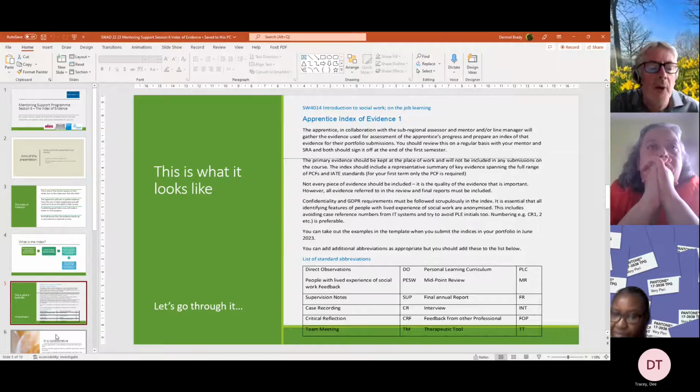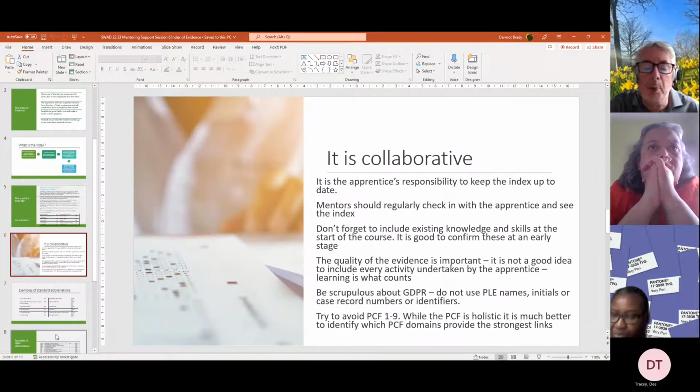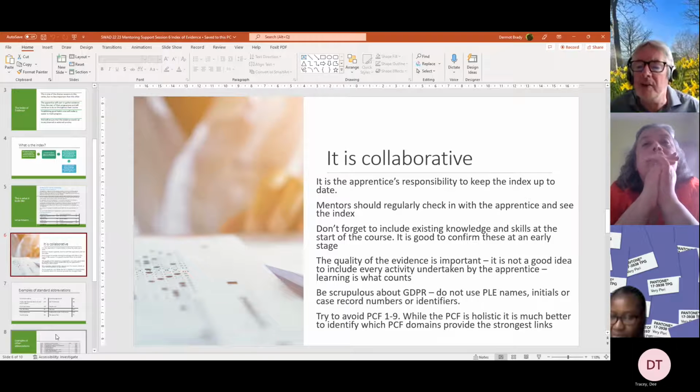So they are, of course, submitted to the portfolio. Essentially, the way it really works is with the reviews and other things. For reviews, we generally ask the mentor to be doing that with the apprentice. We'll have another session about reviews. But at the end of the year, it is always the SRA who does the overall final assessment. And one of the key pieces of evidence, of course, is going to be the index of evidence. So, there's kind of many reasons why, as I say, we should be doing this.